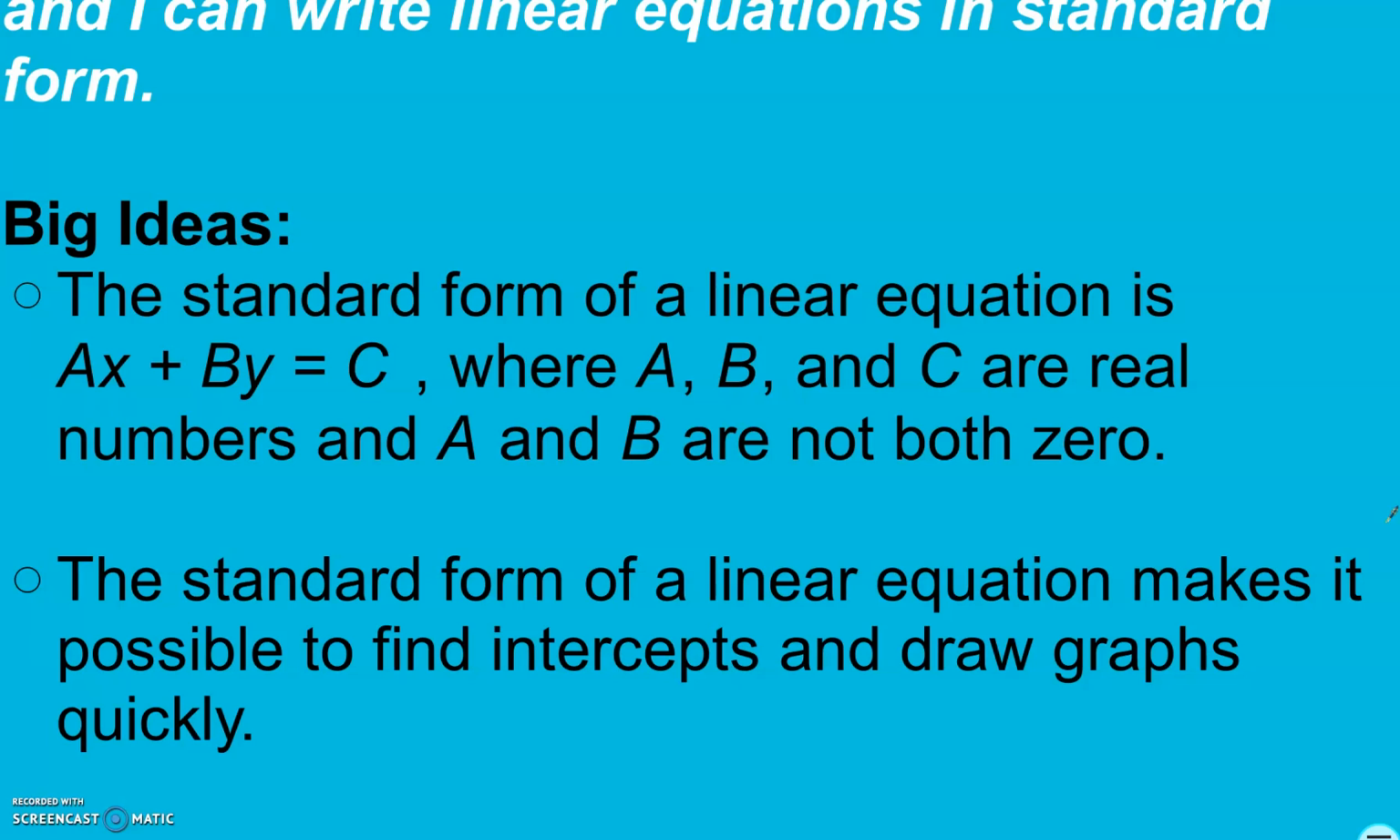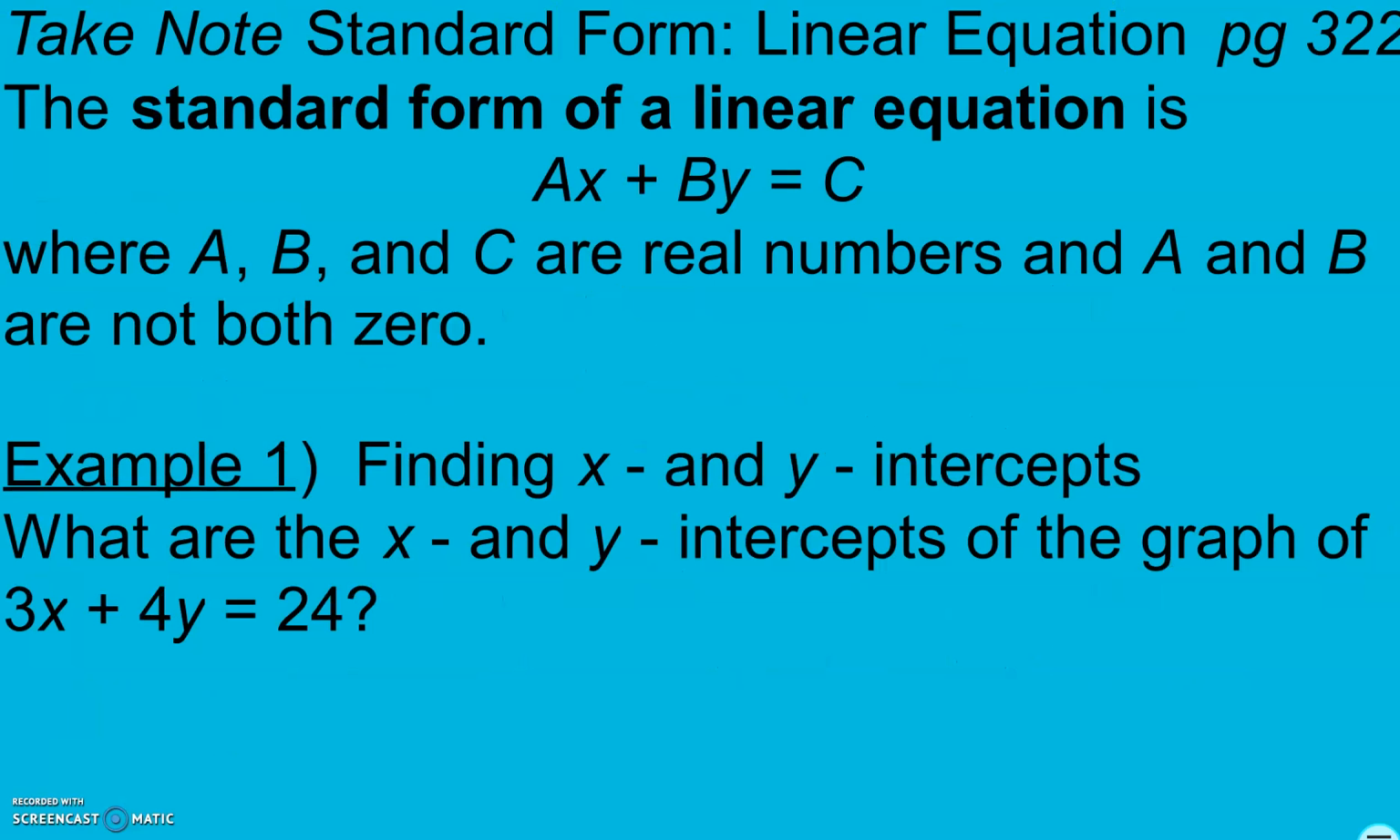Standard form here is going to have all of our variables on one side in alphabetical order, equal to a constant. The standard form of a linear equation makes it possible to find intercepts and draw graphs quickly. So again, here on page 322 is our take note for standard form. Standard form of a linear equation is ax plus by equals c. Again, a, b, and c are real numbers, and a and b are not both 0.